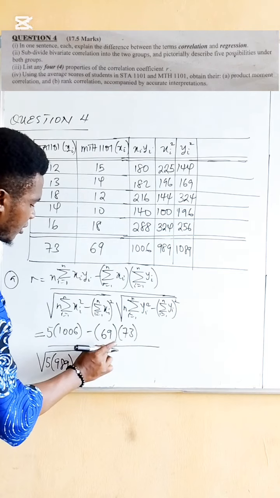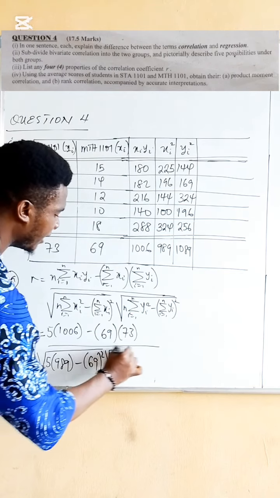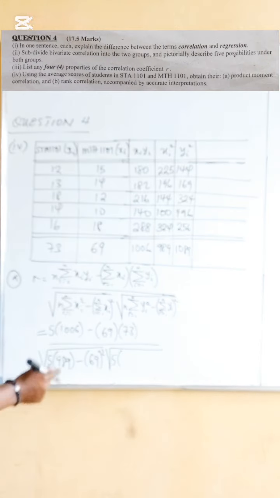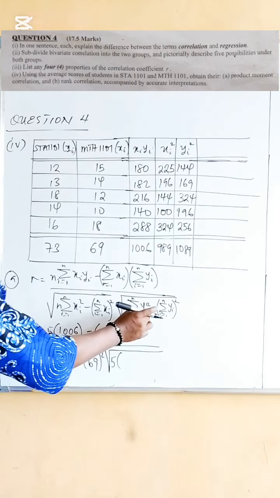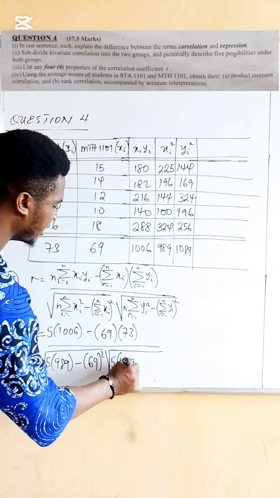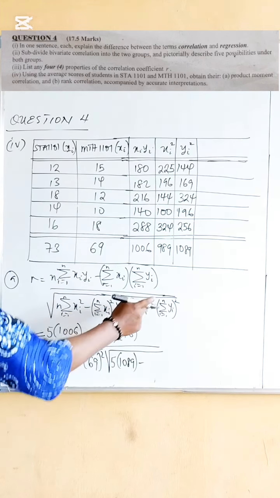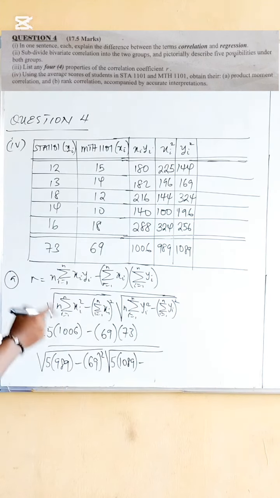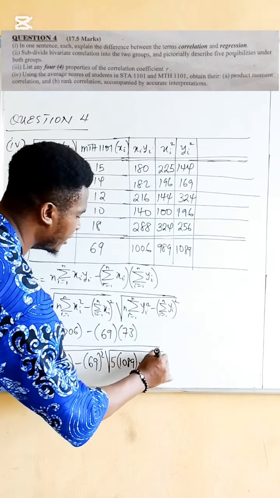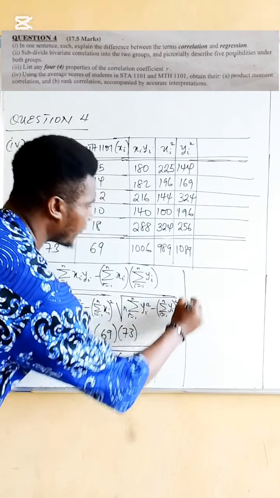So then we will come over to the next square root. This will be 5 times the sum of all yi squared, 1089, minus the sum of all y's squared, which will be 73 squared. Now let's come over here to finish that problem.